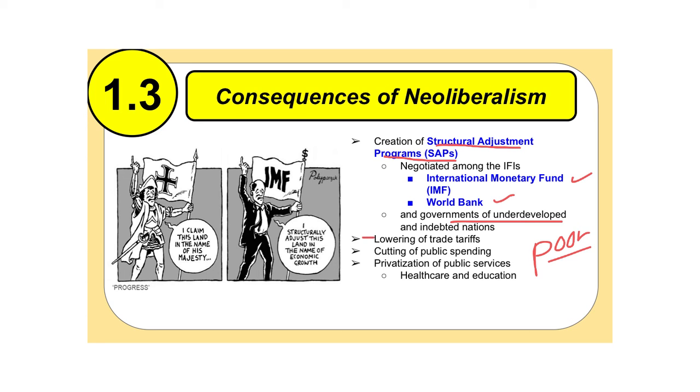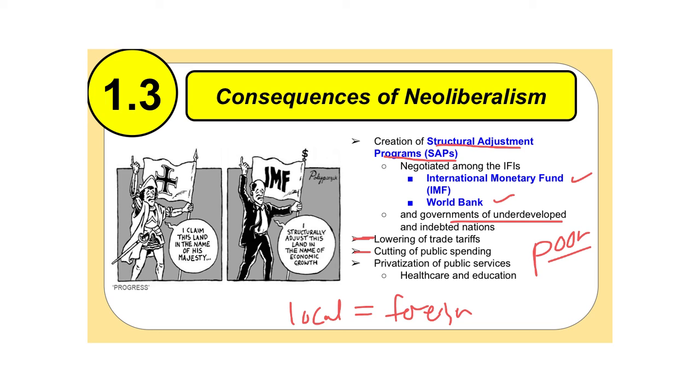They require them to lower trade tariffs. So that now means that their local goods are on equal footing with foreign goods. They want them to cut public spending.